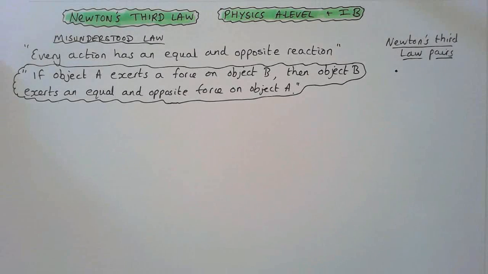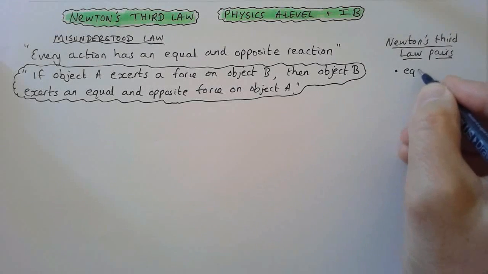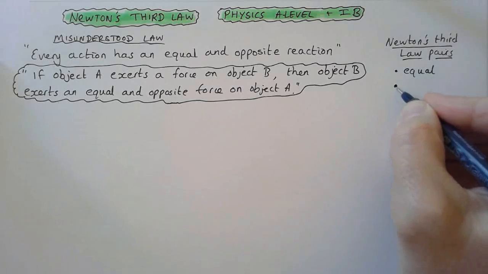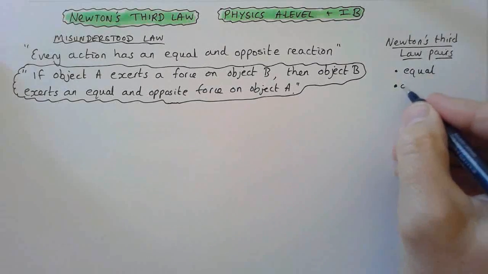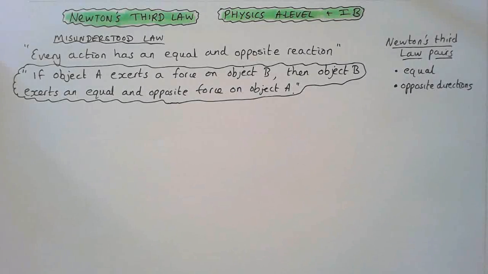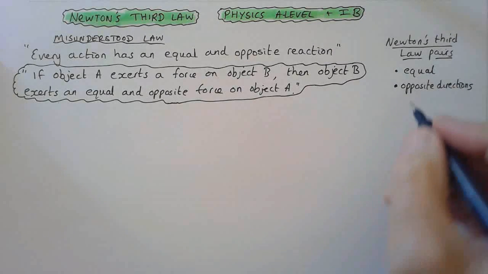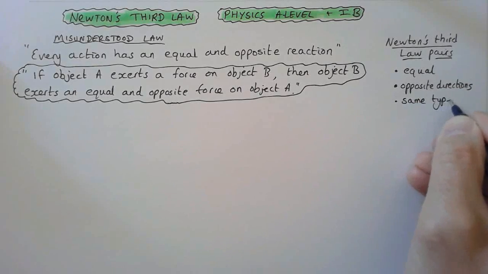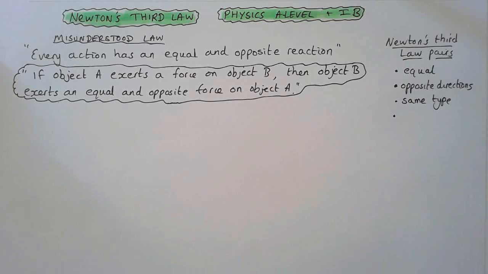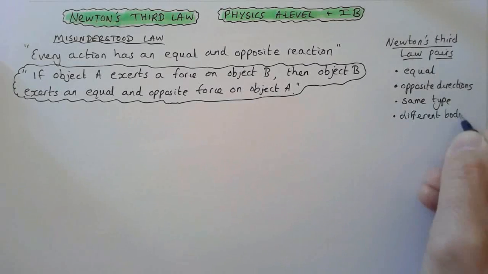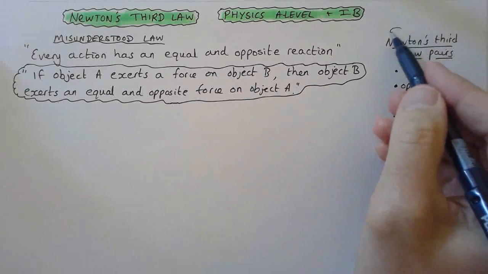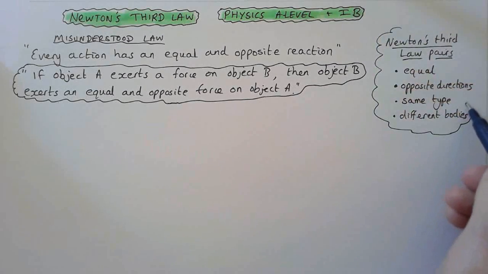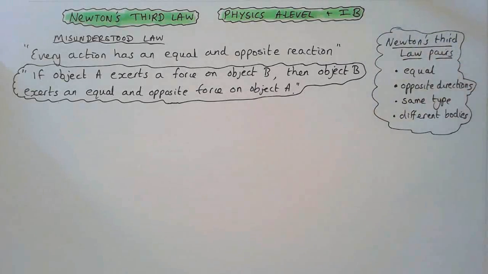Firstly, the pair of forces, both forces have to be equal in size. Secondly, they have to be in opposite directions. Thirdly, they have to be of the same type of force. They have to be the same kind of force. And fourthly, they have to act on different bodies. So those are really important, and I'm going to put a cloud around those, and we'll come back to those when we're trying to see where some of these misunderstandings come from. So let's take an example.